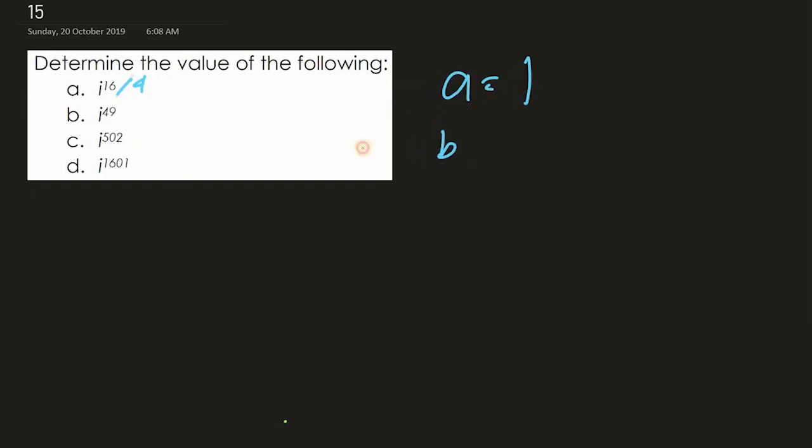Okay, next, B. That's 49 divided by 4. 49 divided by 4, guys, is equals to 12. Ang remainder po dito ay equals to 1. So, ibig sabihin, the answer is i. Next, C. 502 divided by 4, guys, is remainder 2. Ibig sabihin, ang value niyan is negative 1. D, 1,601 divided by 4. Ang remainder niyan, guys, is 1. So, ibig sabihin, ang value niyan is i.